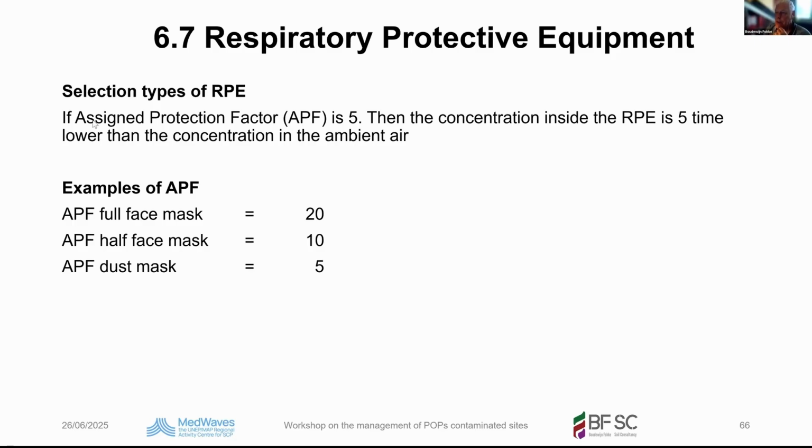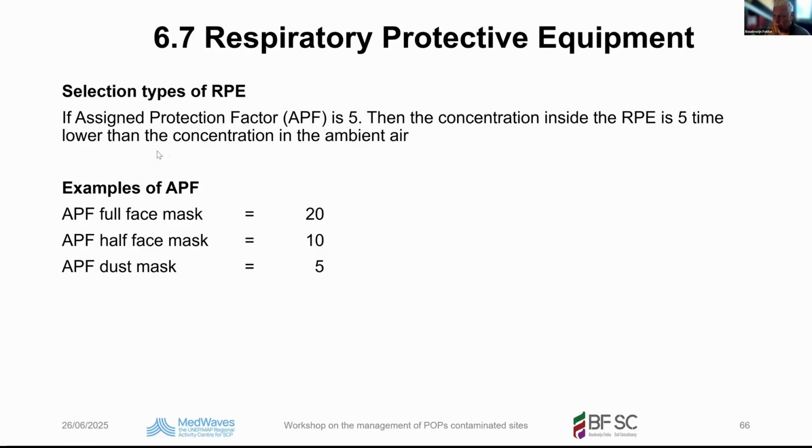This is maybe a bit complicated, but if the assigned protection factor is 5, then the concentration inside your mask is 5 times lower than the concentration outside. So if you have a concentration of 100, then it's 5 times lower inside, so it's 20.